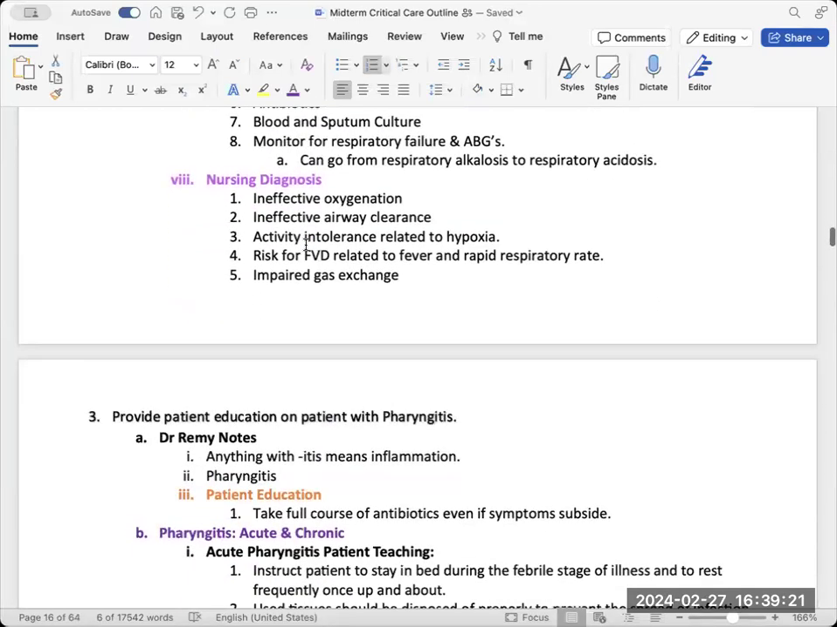Nursing diagnoses, we're talking about a problem with respirations, right? So we're talking about ineffective oxygenation, right? We said that SpO2 is low, right? They might have ineffective gas exchange, right? Because we're talking about inflammation of the alveoli. We're talking about potential ineffective airway clearance if they have a lot of sputum buildup, activity intolerance related to hypoxia, and a risk for fluid volume deficit because of fever and rapid respiratory rate from the respiratory alkalosis. So we see how all of these nursing diagnoses pair with the presenting symptoms. Okay.